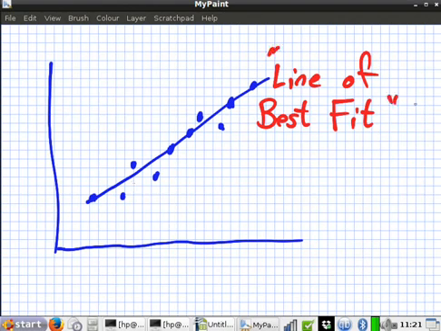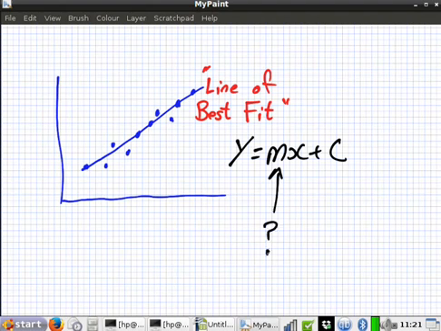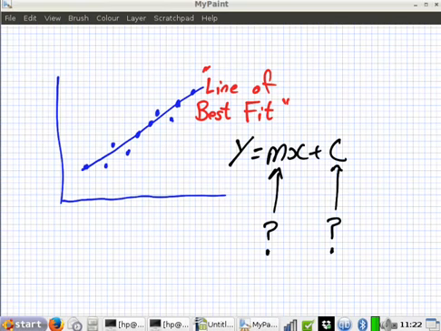So you need these words, please. Line of best fit. Okay? This line is y equals mx plus c. So the question is, how do we find the m and how do we find the c? Well, in maths class, we will not do this. The business students, believe it or not, do it. We will just use Excel to calculate it for us.